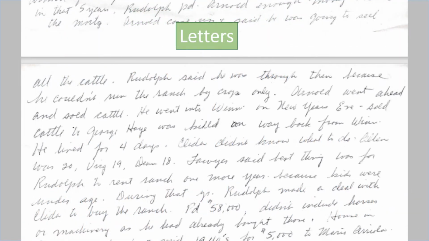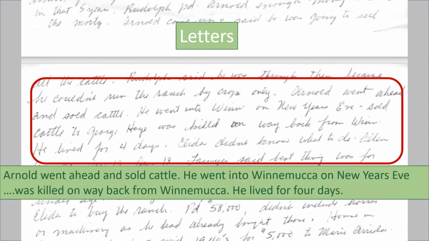This is a letter from my grandmother. In the letter, she tells how Grandpa's brother died traveling back from Winnemucca. "Arnold went ahead and sold the cattle. He went into Winnemucca on New Year's Eve, was killed on the way back from Winnemucca. He lived for 4 days."